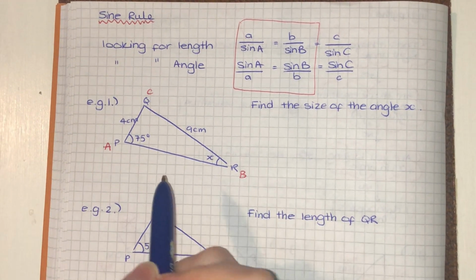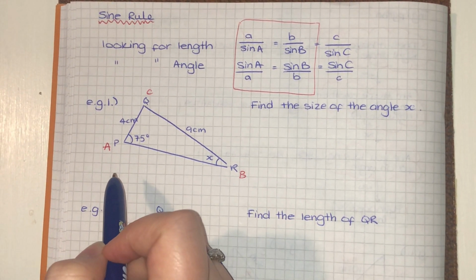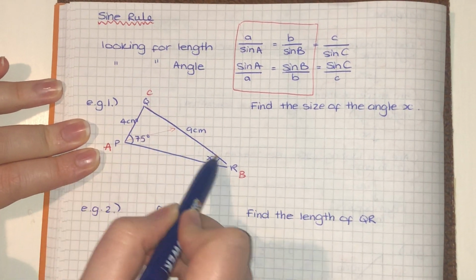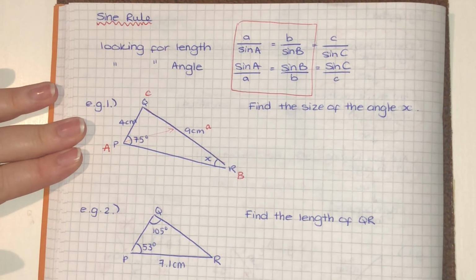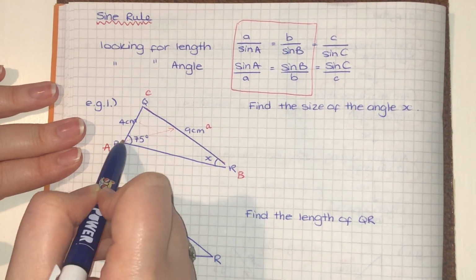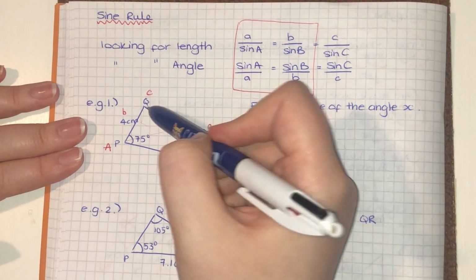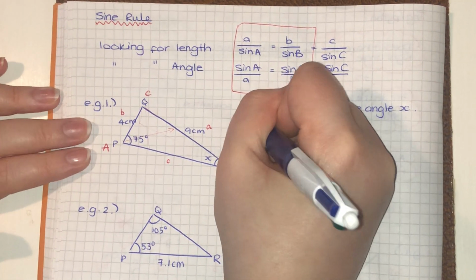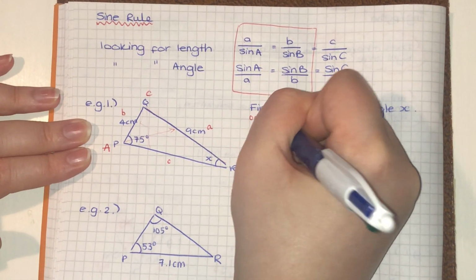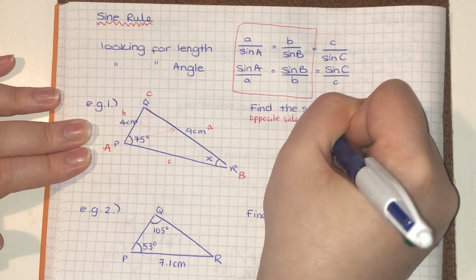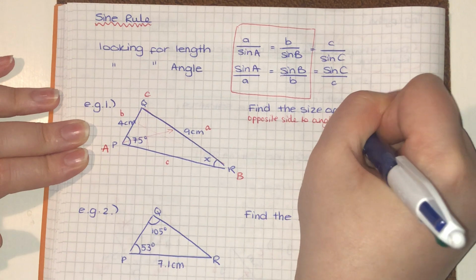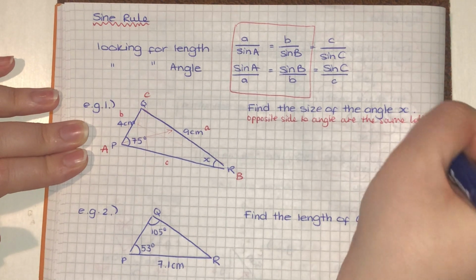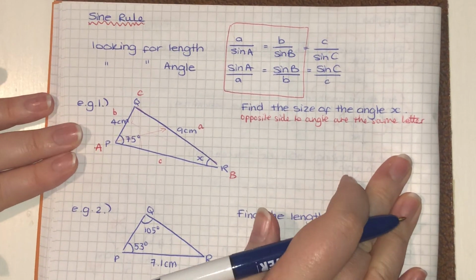Now, opposite sides to those letters, we're going to put the lowercase of it. So for A, if we go across, it takes me to this side, so that's going to be a little a. For the B angle, if I go across, it takes me to this side, which is little b. And then same for the C, it's going to be this side, which is little c. So the opposite side to an angle are the same letter. Now it's really important that you do that. If you don't do that, again, it's going to go completely wrong.